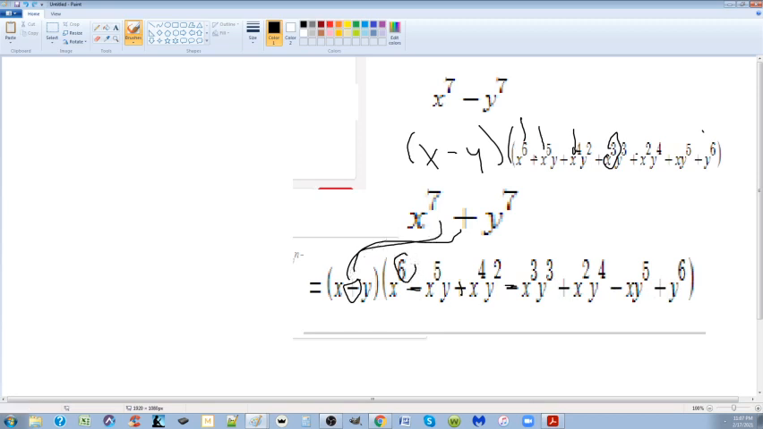And notice the x starts to the 6, then to the 5, and the y's to the 1, then to the 4, and the y's to the 2. And also be aware that they're multiplying each other. Okay? And that's how you remember it.